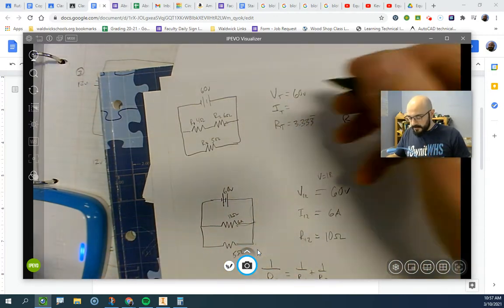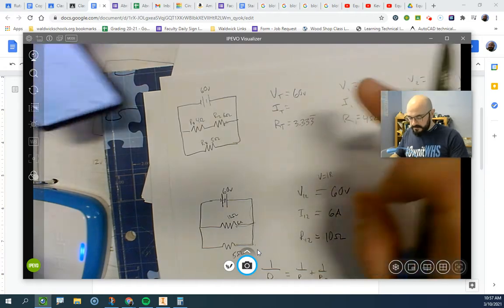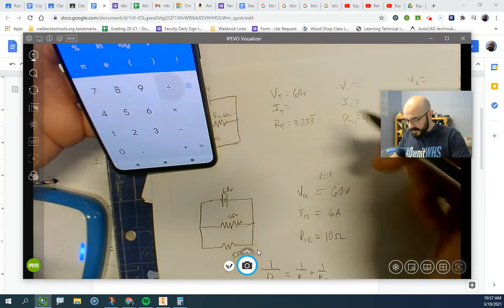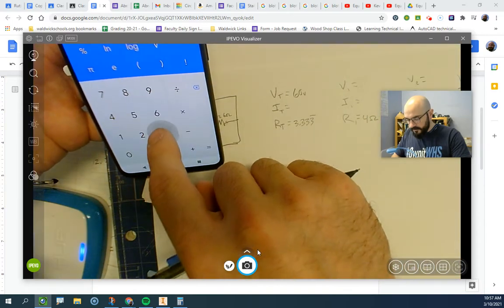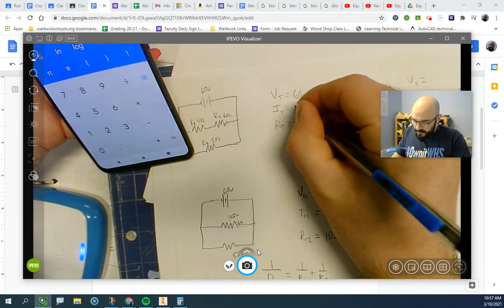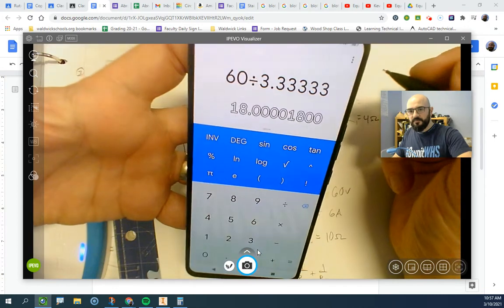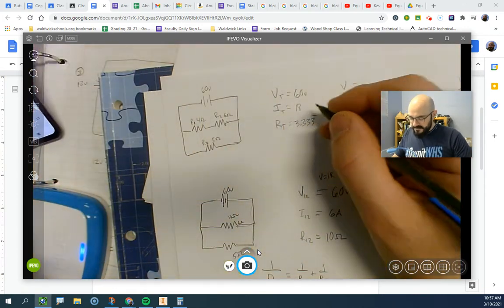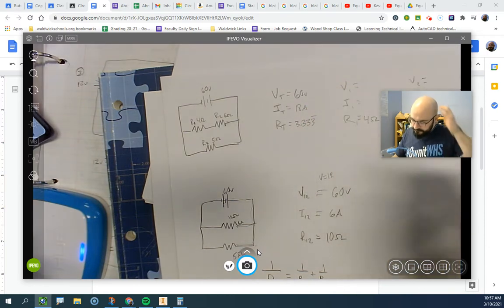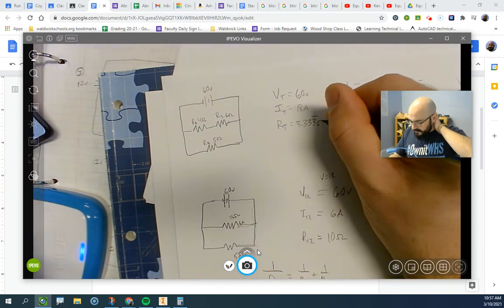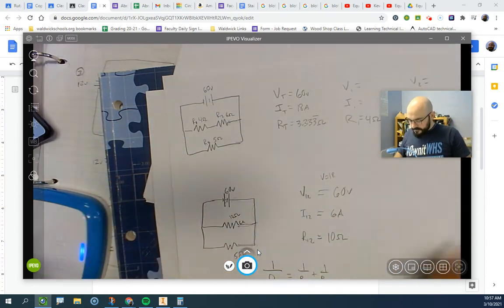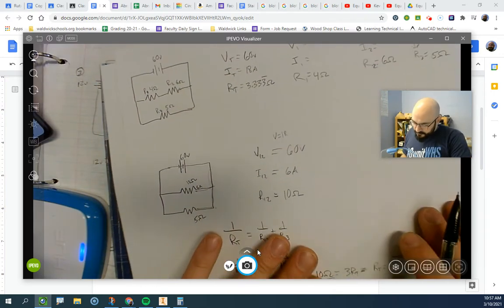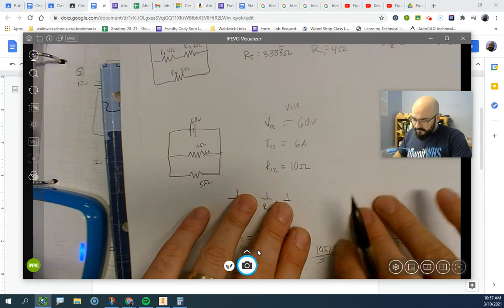Okay, V equals IR. So now for IT, super easy, 60 volts divided by 3.333333 is going to be, let's just say, 18.000018. It's going to be 18 amps. All right, don't forget my units. Now that we got this a little bit cleaned up, now let's try and make some sense of things.